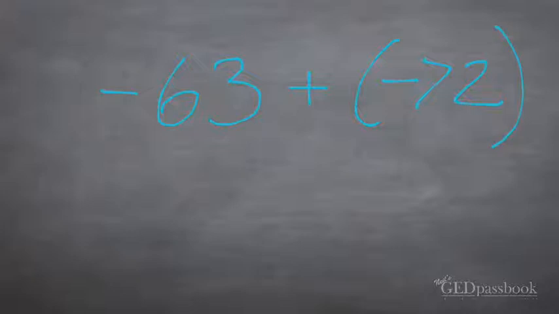If you notice, we're adding. Both have negatives, so they both have the same sign. What does the rule say? Add and keep the same sign. So, what's 63 plus 72?